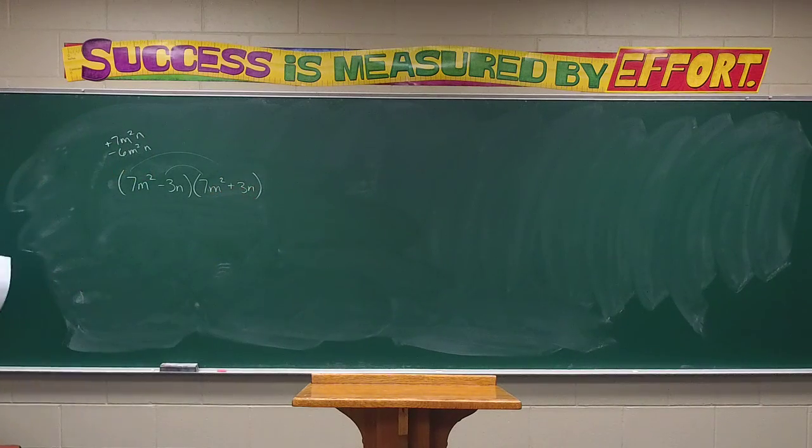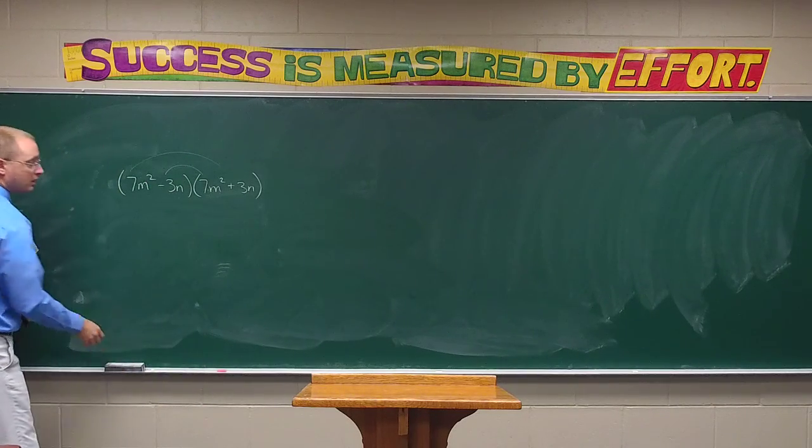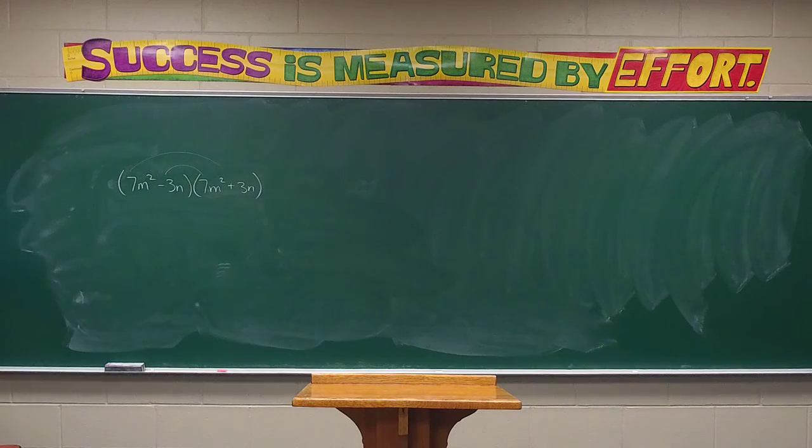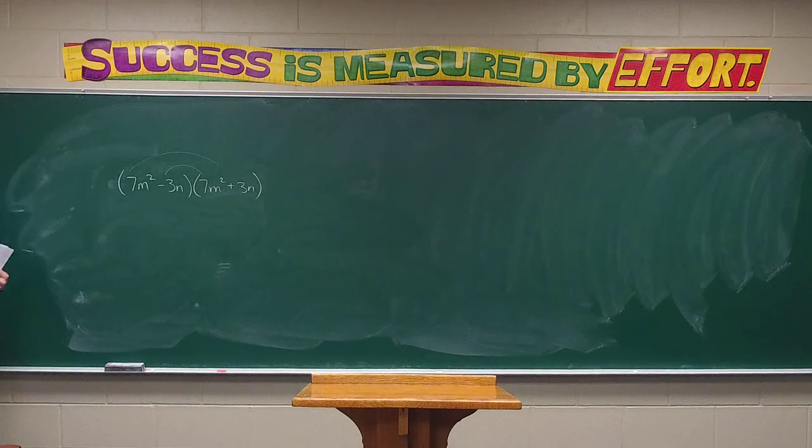What if we wanted to multiply a 7m squared negative 3n by a 7m squared positive 3n? We could technically FOIL here, but there's a better way because, Audrey, this is a sum and difference. Sum and difference gives us, class? Difference of squares. Sum and difference gives us a difference of squares.